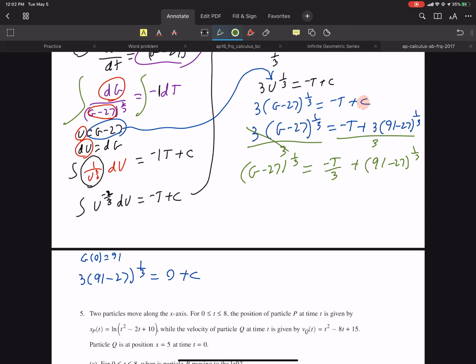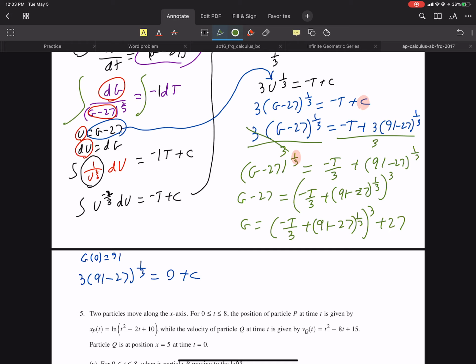Now, I need to get rid of the 1/3 because I'm trying to solve for g. That gets in the way. So I'm going to cube both sides. So g minus 27 is this all cubed, and then I add 27 to both sides. And that answer would be fine for g.